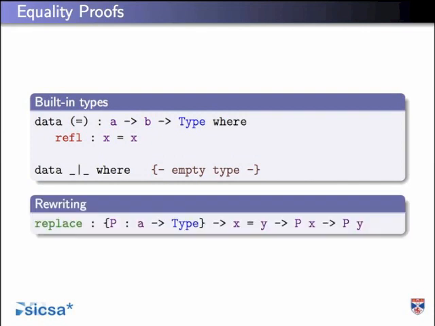So once you've got an equality, you can do rewriting in your types. So if I've got a proof that X equals Y, and I've got some property of X, then obviously I can have that same property for Y, because I have a proof that X equals Y.